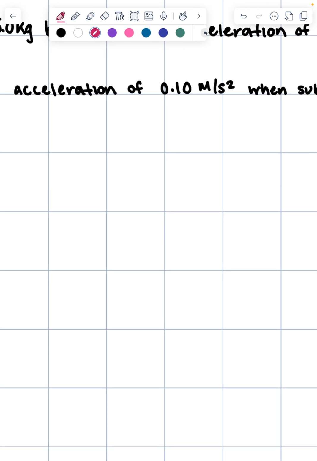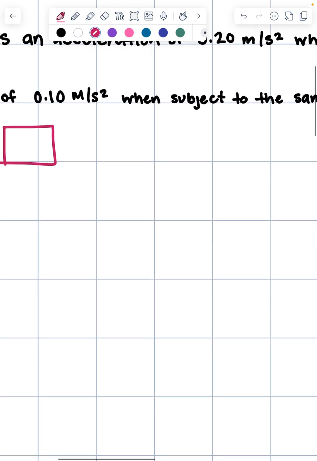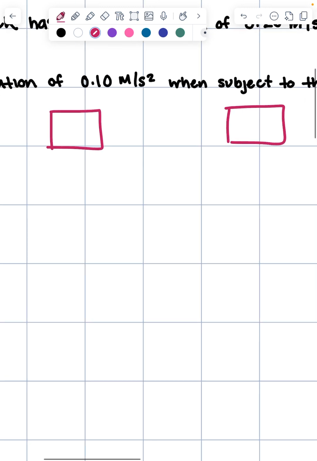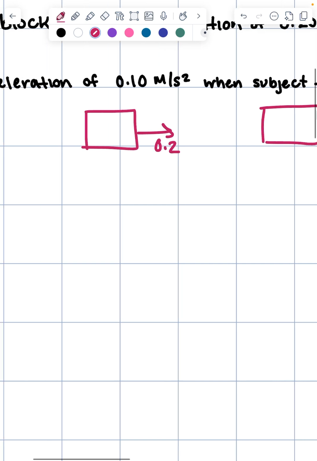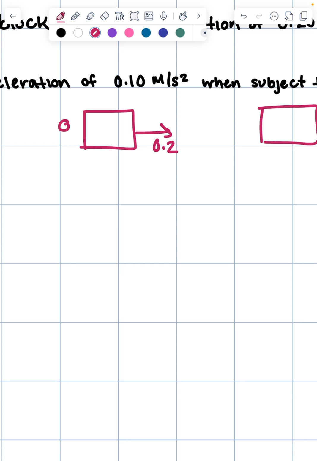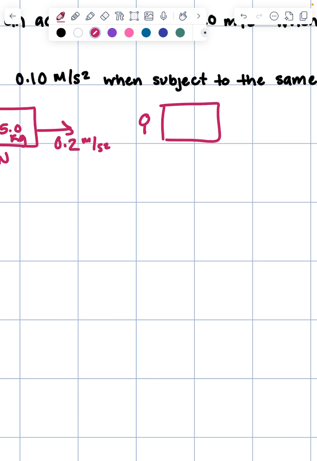So to visualize this, we can draw two blocks. This one is accelerating at 0.2, and it had a push. So let's say someone pushed it with a force that we don't know, and it weighs 5 kilograms squared. And then the second block, someone pushed with a force that we don't know. We don't know the mass, but we know that it's accelerating at 0.1 meters per second squared.